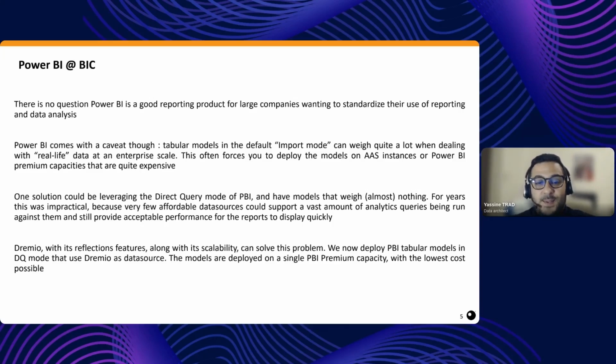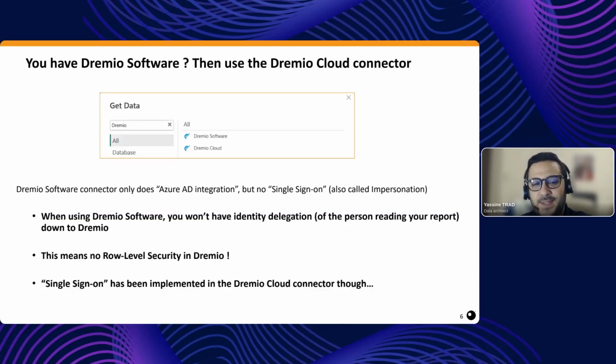Okay, so let's talk about those issues, let's say, those hurdles that we faced along the way. So the first one is about the connector. So once you start Power BI, you say, okay, fine, I'm gonna connect to Dremio, and then you go into the Get Data button, and then you look for Dremio connector, and boom, you find 2 connectors.